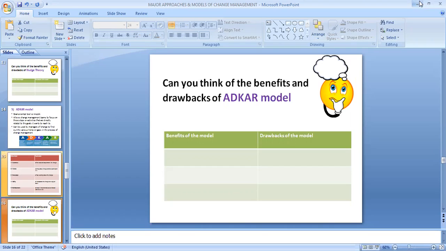Okay, and the third one would be that it offers both the business dimension of change as well as the people dimension of change. So here in the ADKAR model, they are not focusing only on the business dimension, they focus on both the business dimension as well as the people dimension. All right, so those would be the benefits of the ADKAR model.